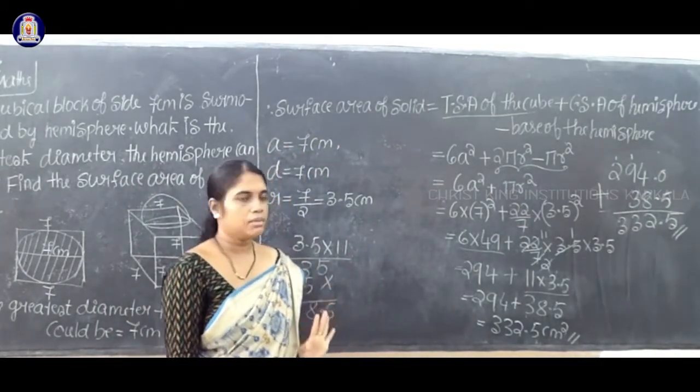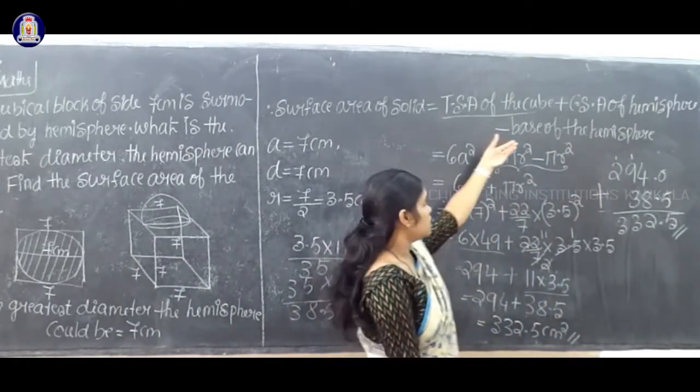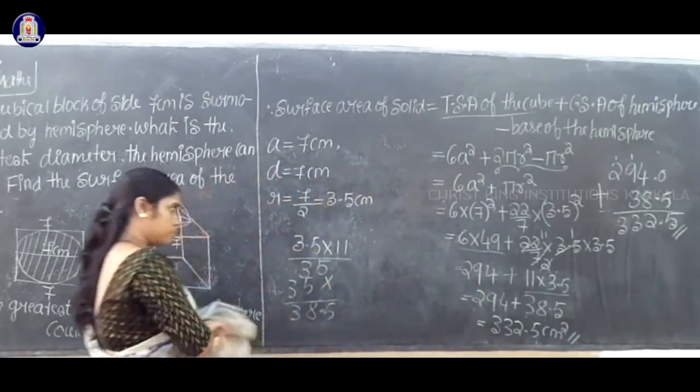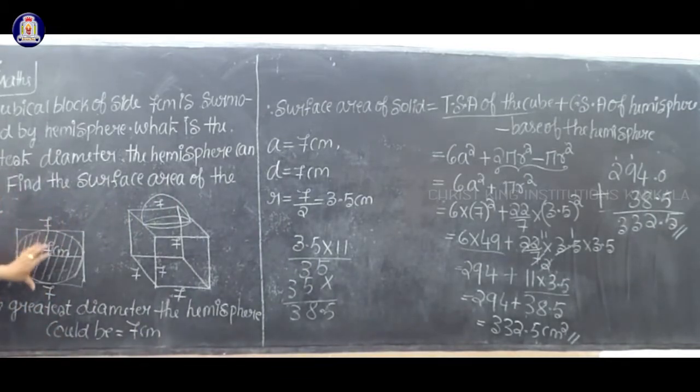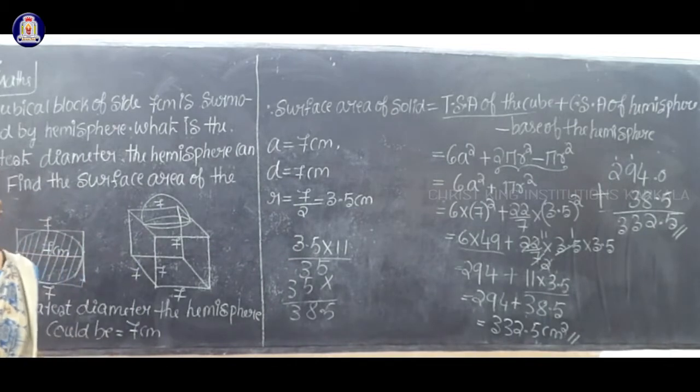So students, remember why I removed this base of the hemisphere: because this base of the hemisphere would be counted when I am taking the TSA of the cube. The base of the hemisphere is a covered, closed area. I don't want that closed area. I want only this unshaded region, this unshaded corner region. So therefore I remove the base of the hemisphere. Just remember why I subtract that base of the hemisphere.